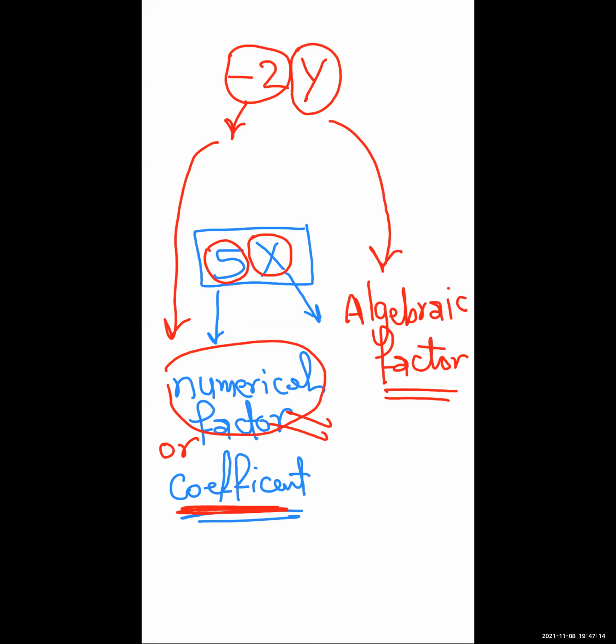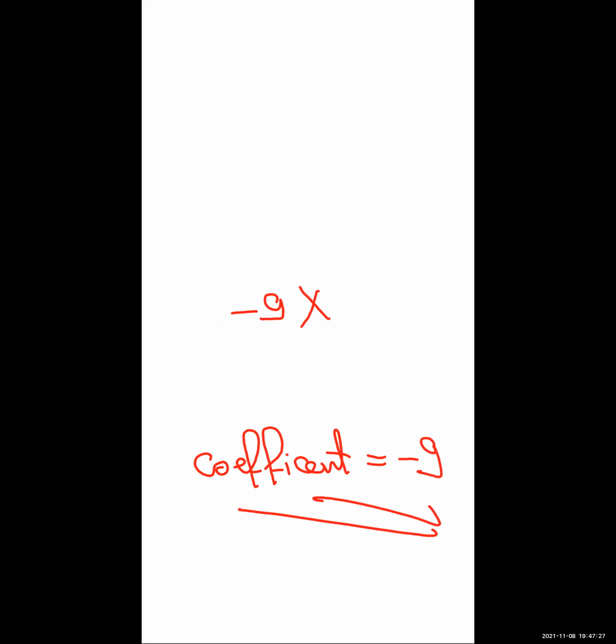So if there is a term like -9x, what will be the coefficient here? So the coefficient will equal -9. And the degree here is 1. Okay, so the coefficient will be -9. Degree 1. Yes, of course, we will discuss that in the next lesson, the degree of the terms.